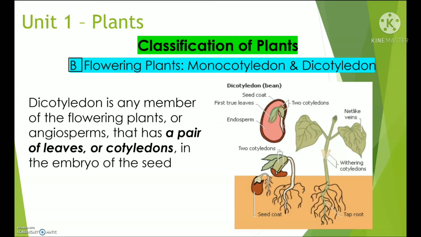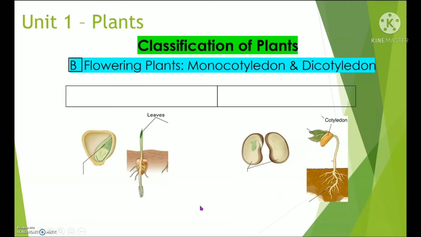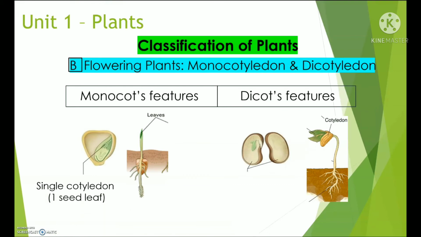Very good. They have a pair of leaves or two cotyledons. Now let's move on to our next slide. Now we will see a better look at each part of monocot and dicot features. So first we will talk about their seed leaf.